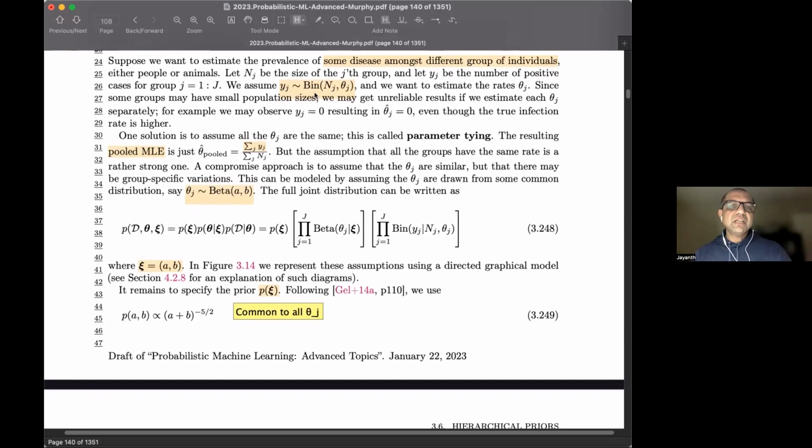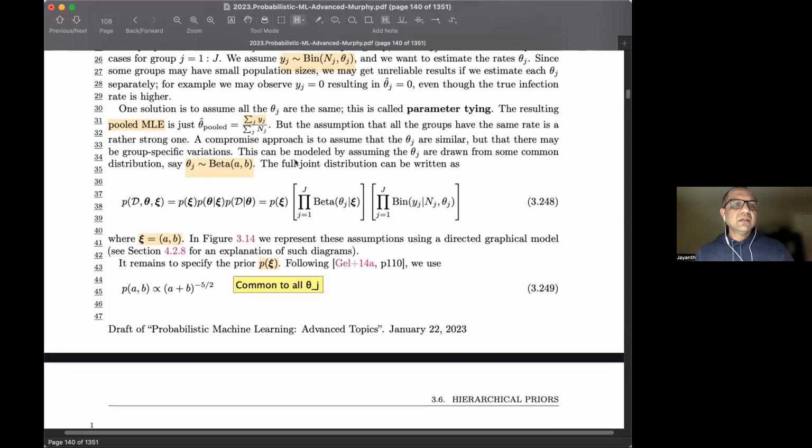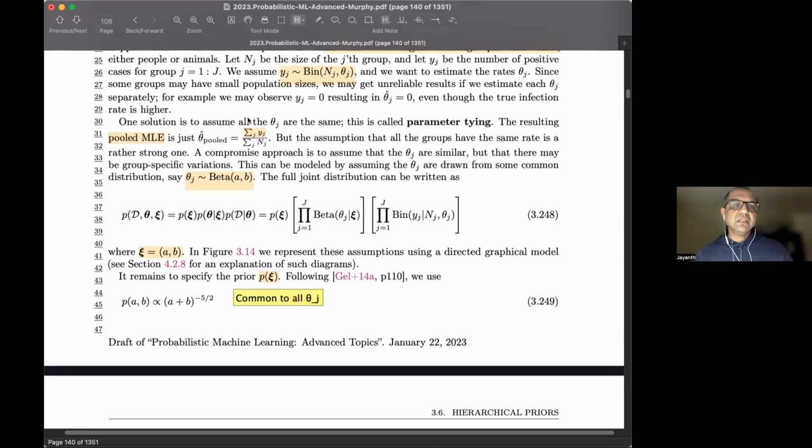And the yj we derive from the binomial nj, where nj are the positive cases, and theta j is the parameter for that group j. We can talk about what I mentioned earlier, the pooled MLE, the maximum likelihood estimate, which is just the number of observed cases over the total number.